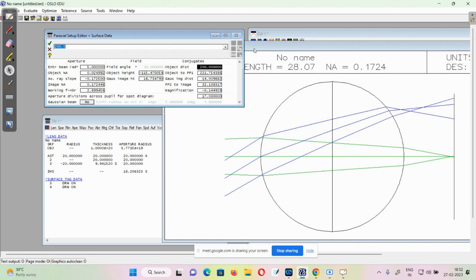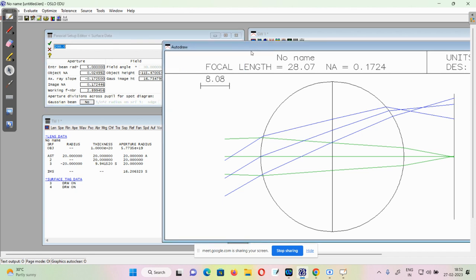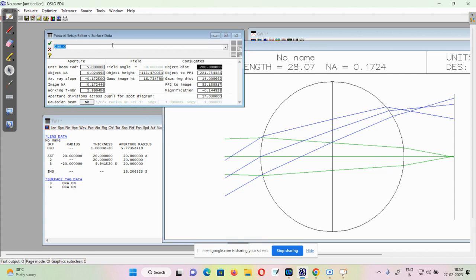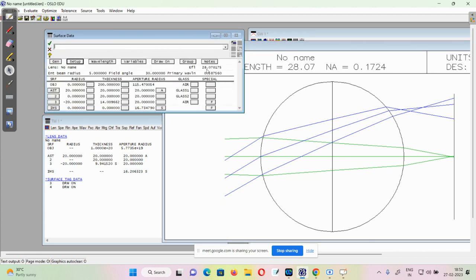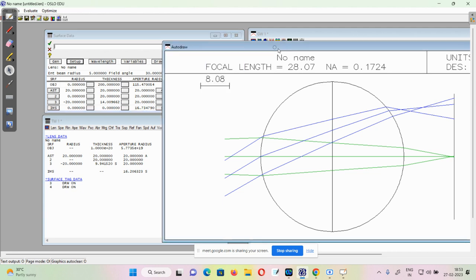But I already got the parameter. What is this one? The focal length is given here, or here itself I have my effective focal length. Correct? What is my effective focal length? 28.07015. Correct? Any doubt? This is the focal length. What is meant by that?